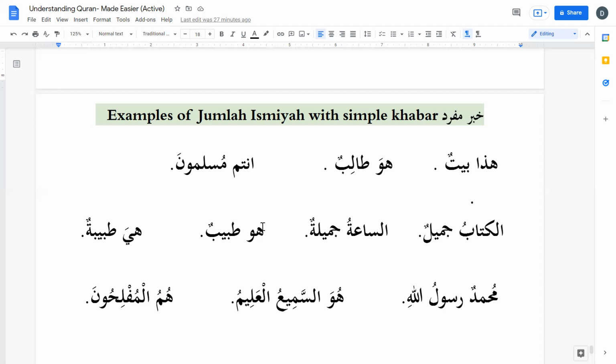Huwa tabibun, he is a doctor. Tabibun, masculine, singular. Huwa, he, singular, masculine. Hiya, she. She is singular and feminine. So the khabar is also feminine. Tabibatun with ta marbuta. It's feminine and singular.